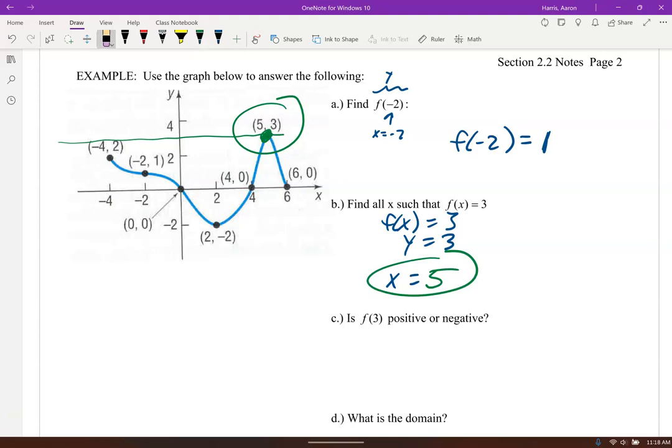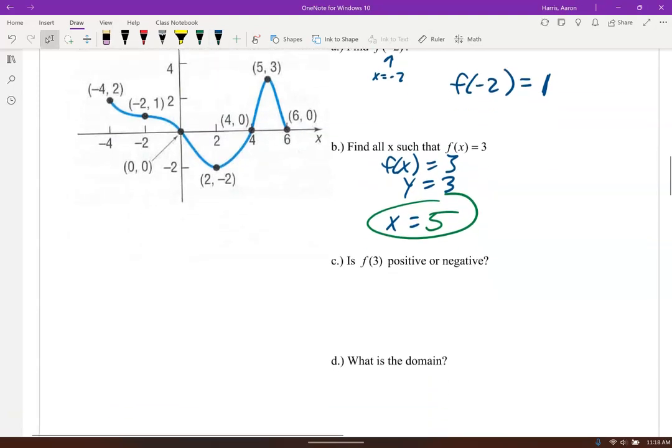Next question, is f of 3 positive or negative? Well, let's find f of 3. f of 3 is right there, that red dot, right? f of 3 is, I don't know, -1.8 or something like that. So we would say f of 3 is negative, right? Because the y value is -1.8 or something like that, right?